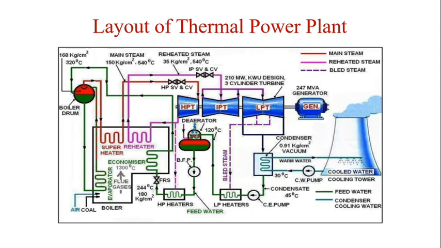The layout of the thermal power station is as shown in the schematic. A steam power plant converts the chemical energy of fossil fuel, for example coal, oil or gas, into mechanical or electrical energy. This is achieved by raising steam in the boiler, expanding it through the turbines and coupling the turbines to the generators, which convert mechanical energy into electrical energy.